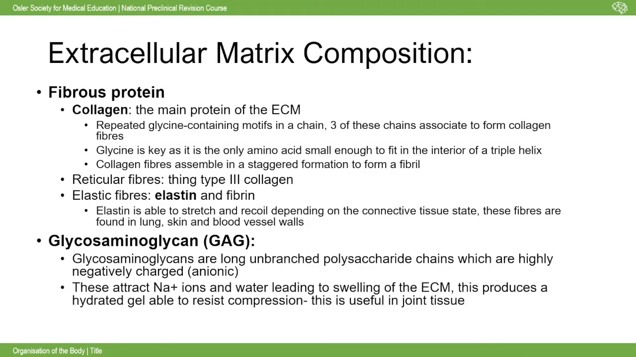So looking at extracellular matrix composition. As I mentioned, this is going to be a combination of our proteins, which are anchoring and providing structure, and our macromolecules, such as glycosaminoglycans. So looking first at our proteins, the spec specifically focuses on collagen and elastin.